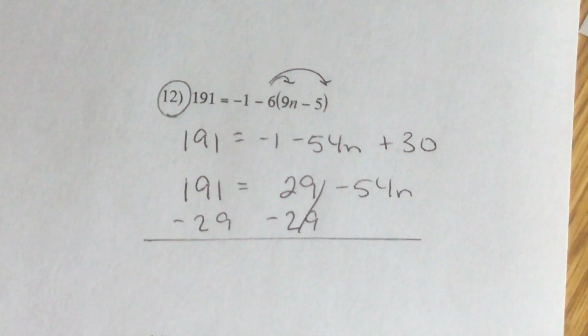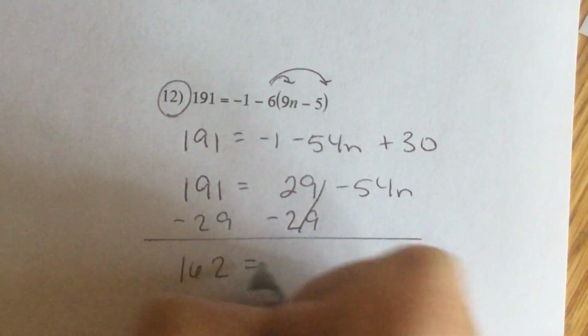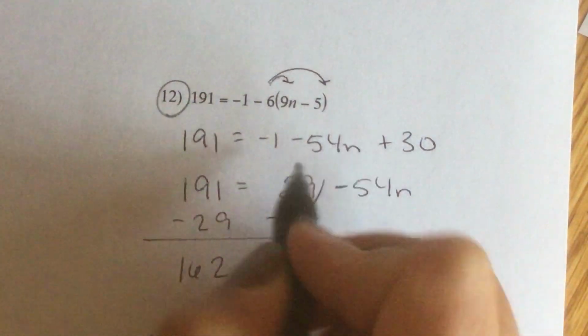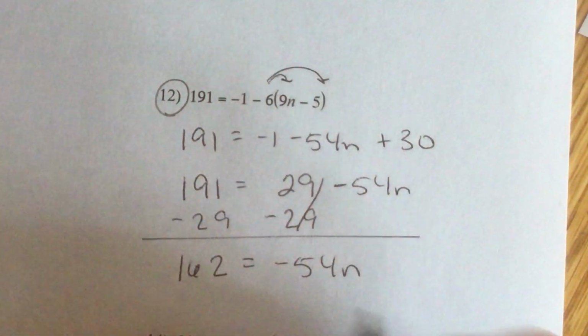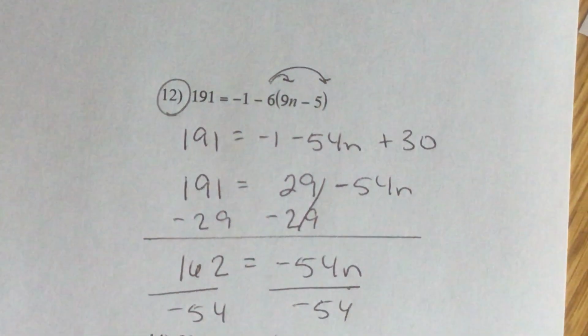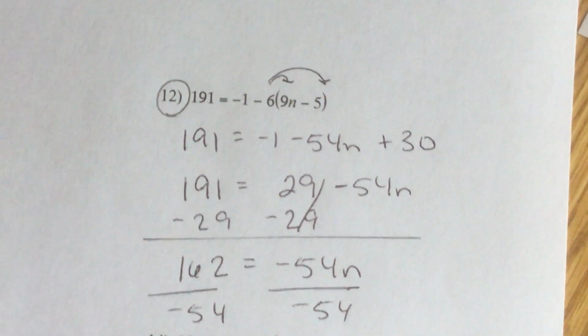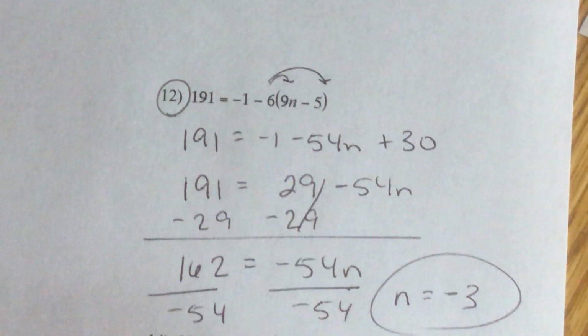So 191 minus 29 is 162. And then I have, don't forget this negative. This minus becomes a negative. So it's negative 54n. Divide both sides by negative 54, and you get negative 3. n is equal to negative 3.